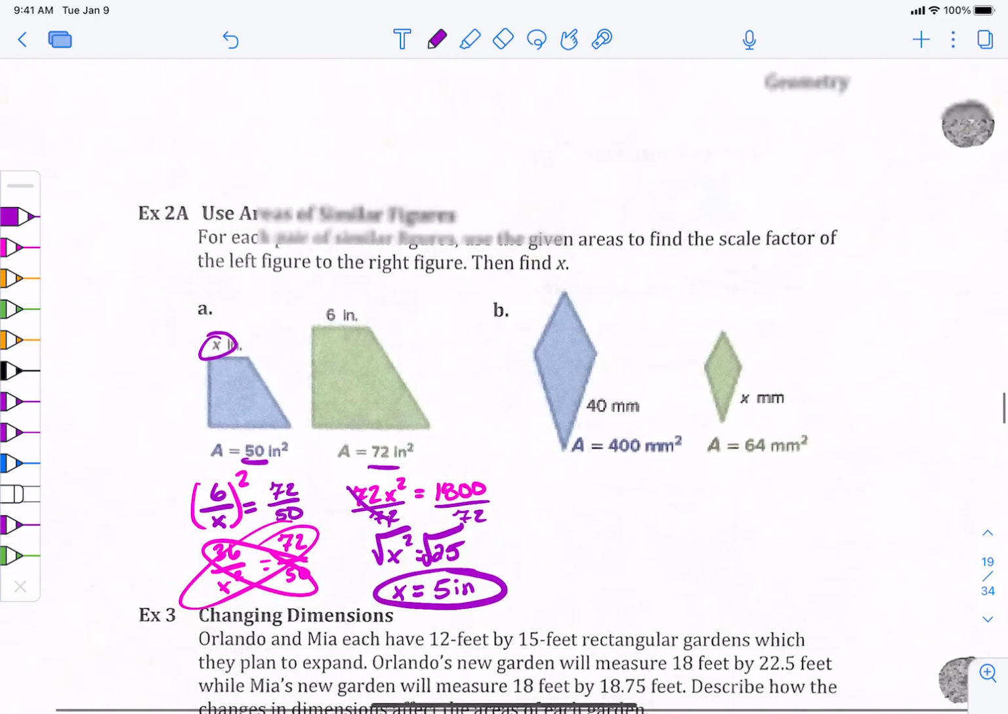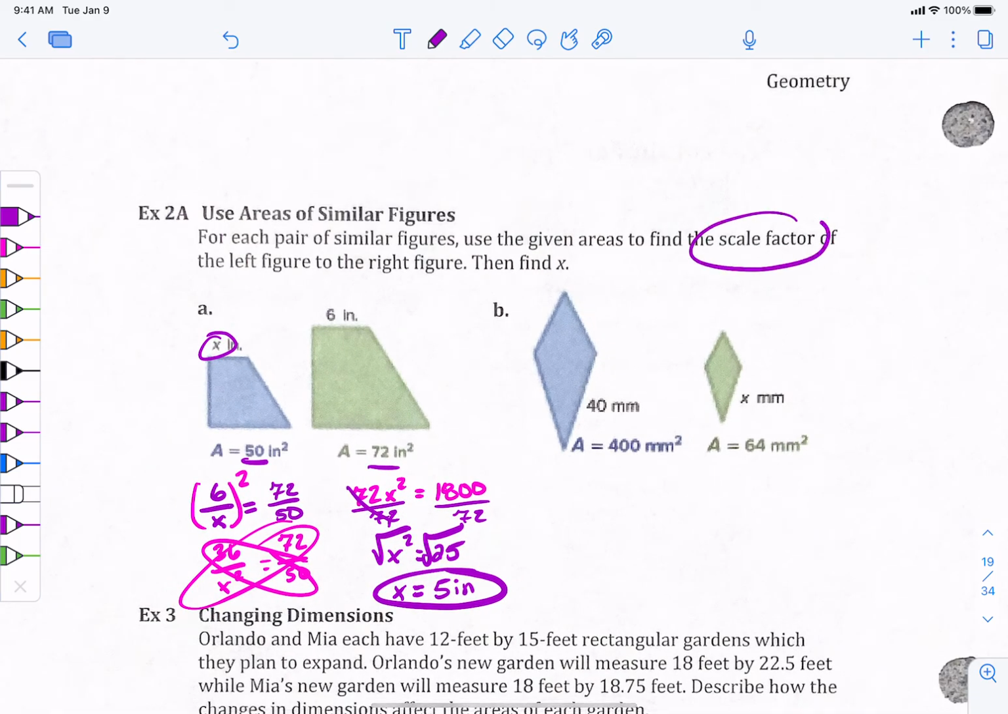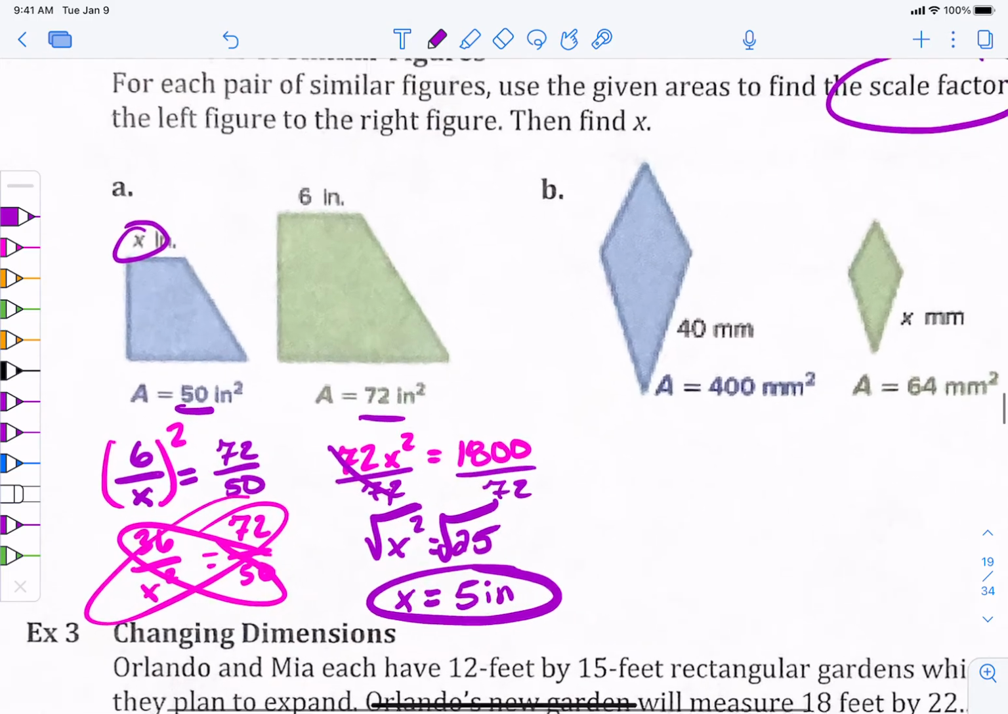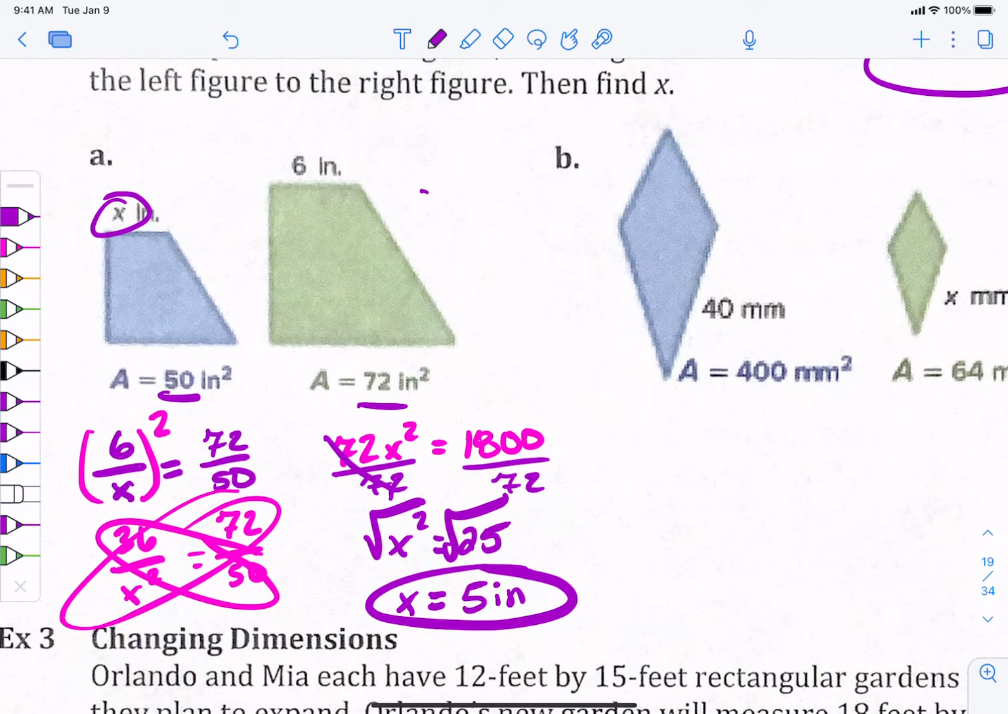Okay, let me check. For each pair of similar figures, use the given areas to find the scale factor. They want the scale factor now. So what will the scale factor be? Well, we know that this guy's 5. So end over beginning? 6 over 5. That's my scale factor.